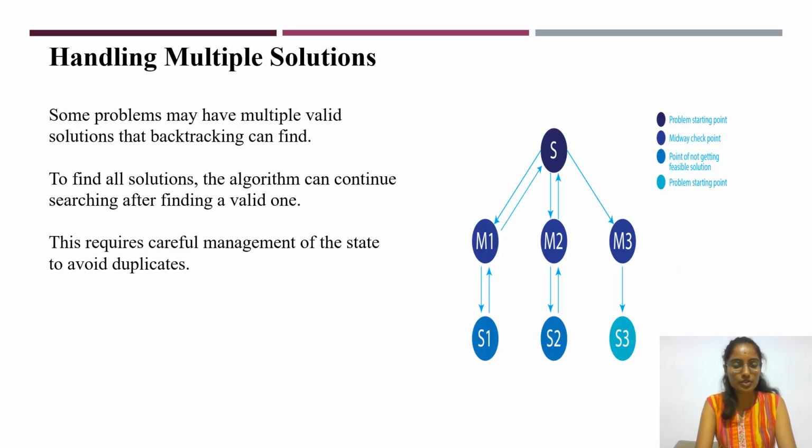Handling multiple solutions. Some problems may have multiple valid solutions that backtracking can find. To find all solutions, the algorithm can continue searching after finding a valid one. This requires careful management of the state to avoid duplicates.